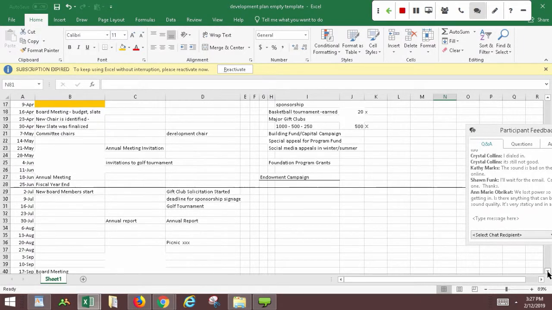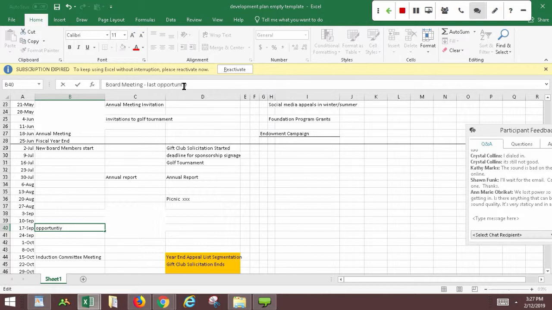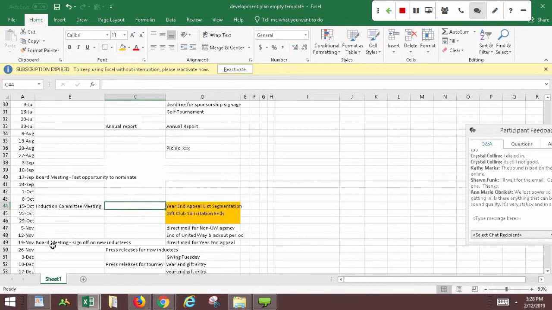But again, we've got this board calendar coming up where the fall board meeting is the first board meeting of a new year, and it's the last opportunity to nominate somebody for the Hall of Fame, because then the induction committee meeting takes place in October, and the board signs off on it.